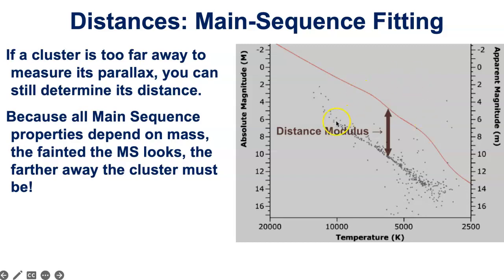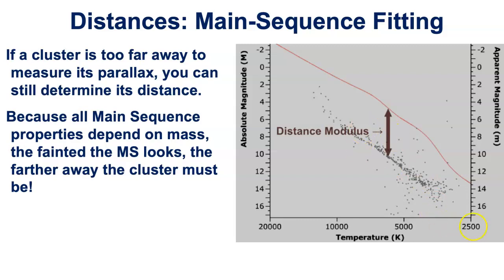And so this is really a slick trick where you can say, if I knew what the luminosities were, then the whole main sequence would be up here with the red line. The stars look fainter because they're farther away. How far away? Well, the fainter the cluster looks, the farther away it must be.